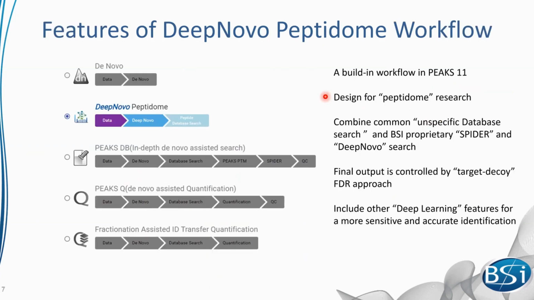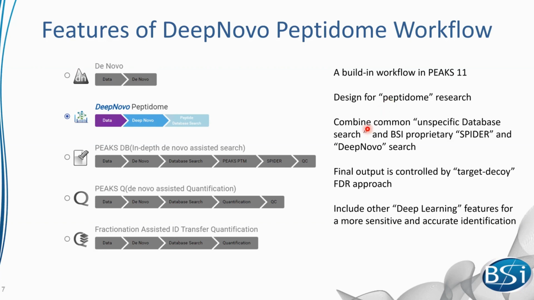And then here are some new features of our peptidome workflow. First thing is that it's a built-in workflow. That means you select this workflow and set some parameters, and then click Start. It's very easy for the users. Second thing is that it's designed for the peptidome research. That means we optimize some search parameters for the peptidome, not what we used in the general proteomics.